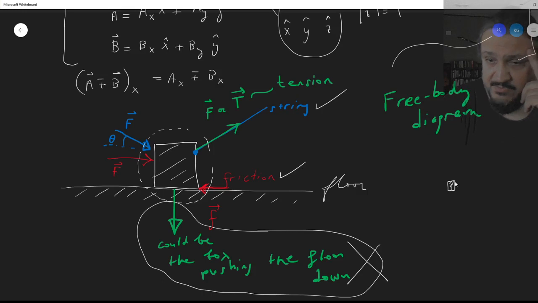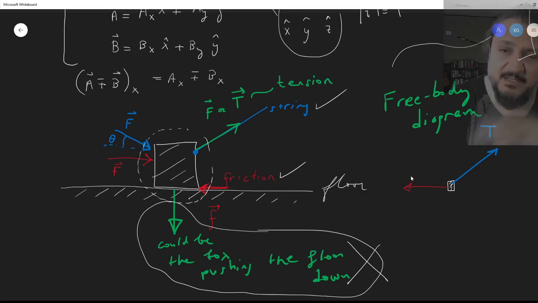So the string pulls it this way. This is our tension. Showing this is fine. And then the friction, the red colored force. Now you can show it as a force that is just like this one, like this. It's not wrong, but I suggest attaching the arrow to the object in this manner. It's the same thing. It just looks better. This is F, this is T.